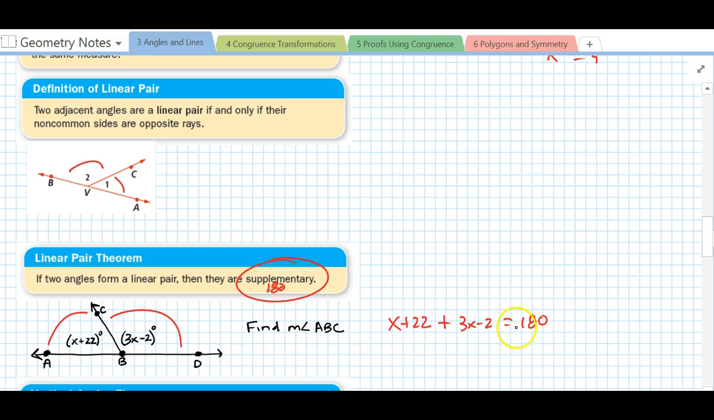So now we're going to just quickly go through the algebra to solve for x. X plus 3x is going to be 4x, 22 minus 2 is 20. Now when I solve for x, I subtract 20 from both sides, and then I divide by 4. So x ends up being 40. Now if I plug 40 back in right here, I'll be able to determine just the measure of angle ABC, which is this angle here. 40 plus 22 is going to be 62 degrees. So I'm using the idea of them being a linear pair and supplementary and my algebra skills to find the missing angle.